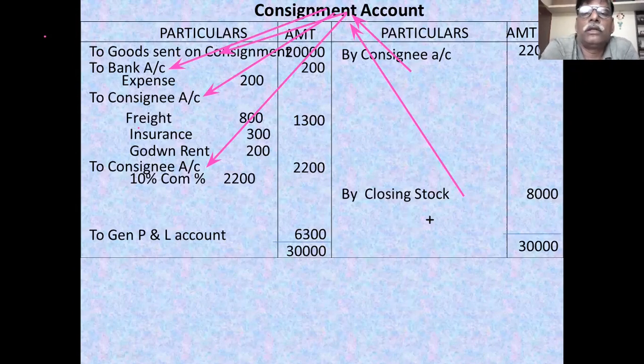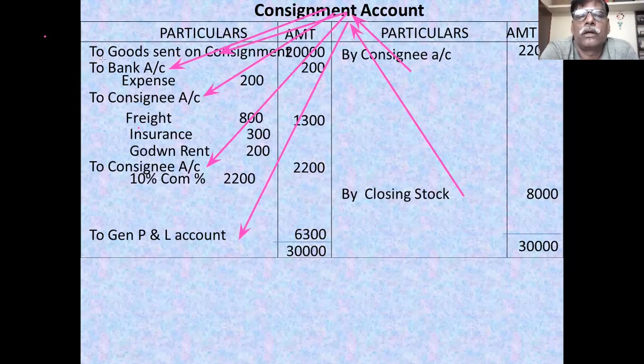Okay. After this, you have to close the account. For closing the account, balance is on the debit side. So consignment account debit to general P&L account, 6,300 debit, 6,300 credit, being profit transferred to general P&L account. In this way, you have to pass journal entry. It is very easy to remember. In this way, you remember how to write the journal entry.